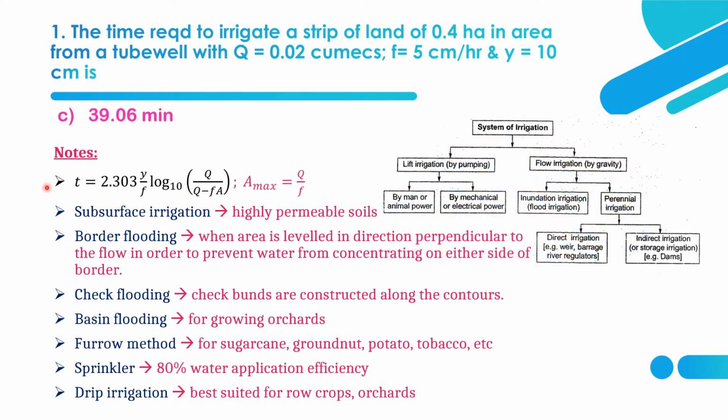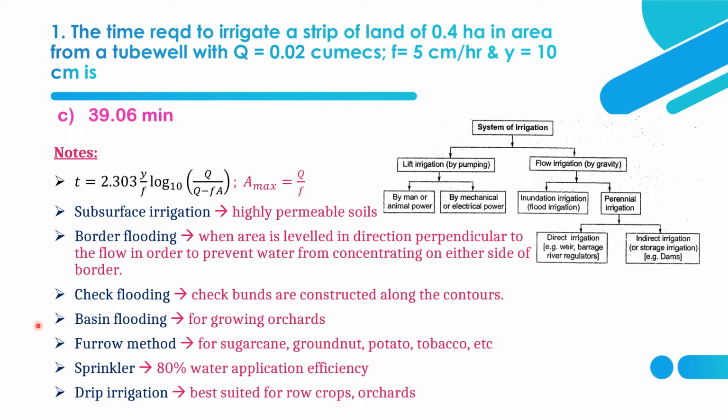And we shall now see various types or systems of irrigation. There are two systems, lift irrigation and flow irrigation. Lift irrigation will be done by pumping, by manual or animal power, or we can use mechanical or electric power. And flow irrigation is by gravity. There are two methods, inundation or flooding, and perennial irrigation. In perennial irrigation we have direct irrigation and indirect irrigation. In direct irrigation we use hydraulic structures such as weir, barrage, and river regulators. In indirect irrigation, we use hydraulic structures such as dams.